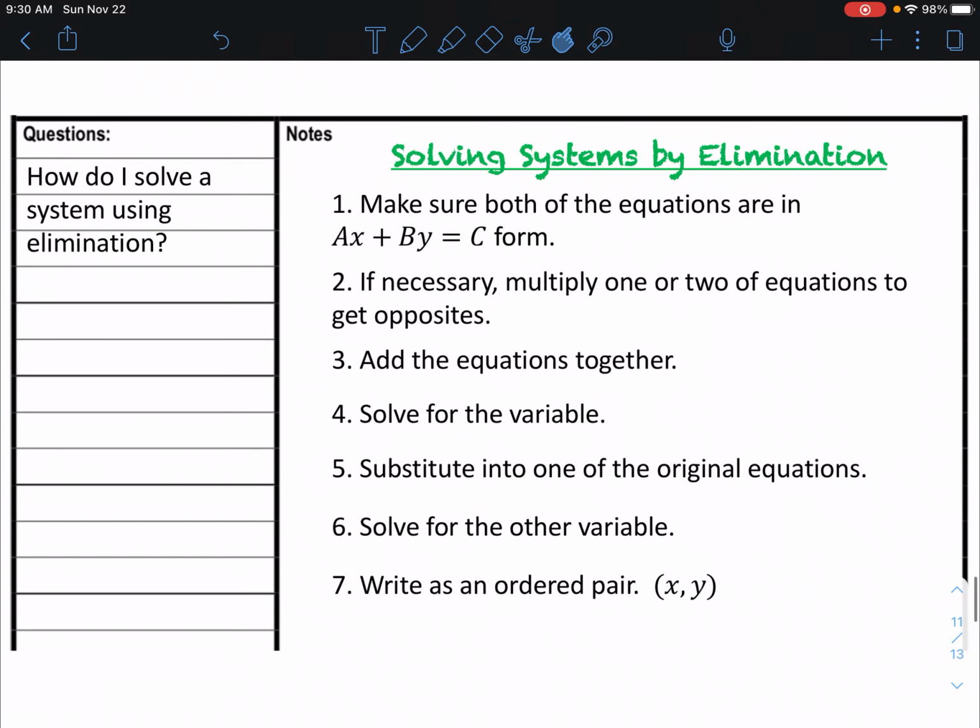Okay, here again are the steps. If you need those and you want to put those into your assignment as a reference, or pause here and have it up, that's great.